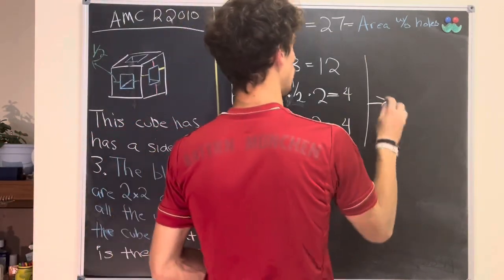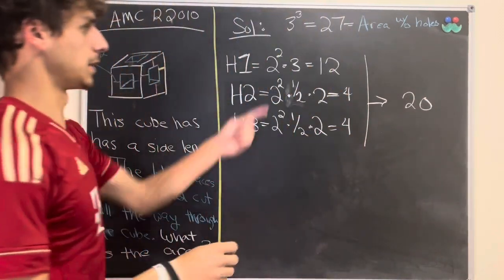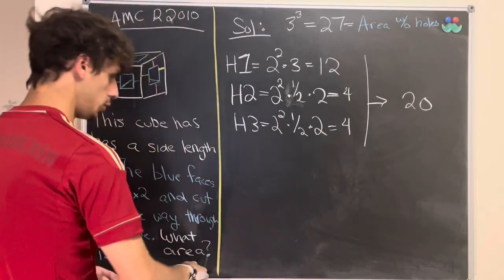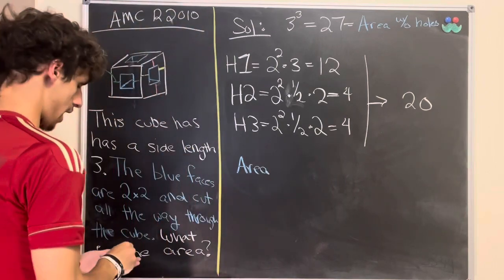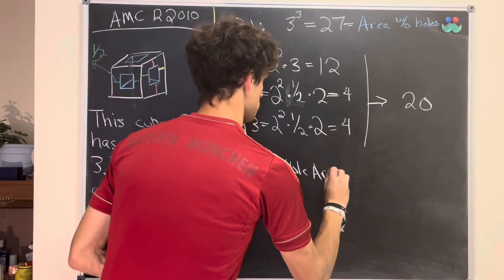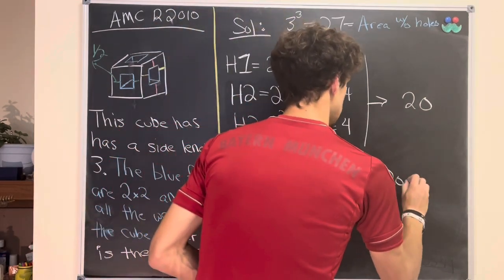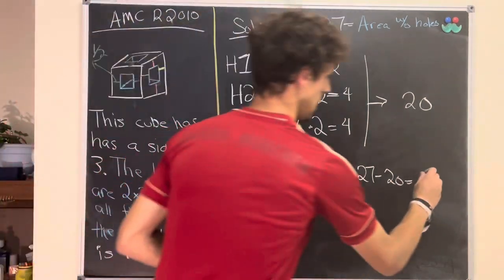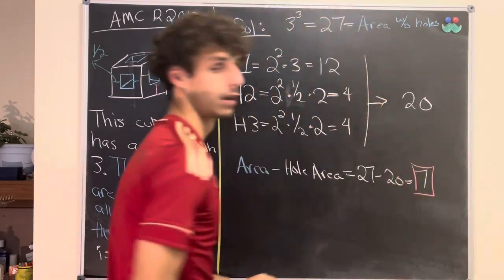So our total hole area is equal to 20. That's because 12 plus 4 plus 4 is 20. But now we have our blue area minus our calculated hole area, which is 27 minus 20, which means that the leftover area of this cube with the holes taken out is 7. And that's enough for now.